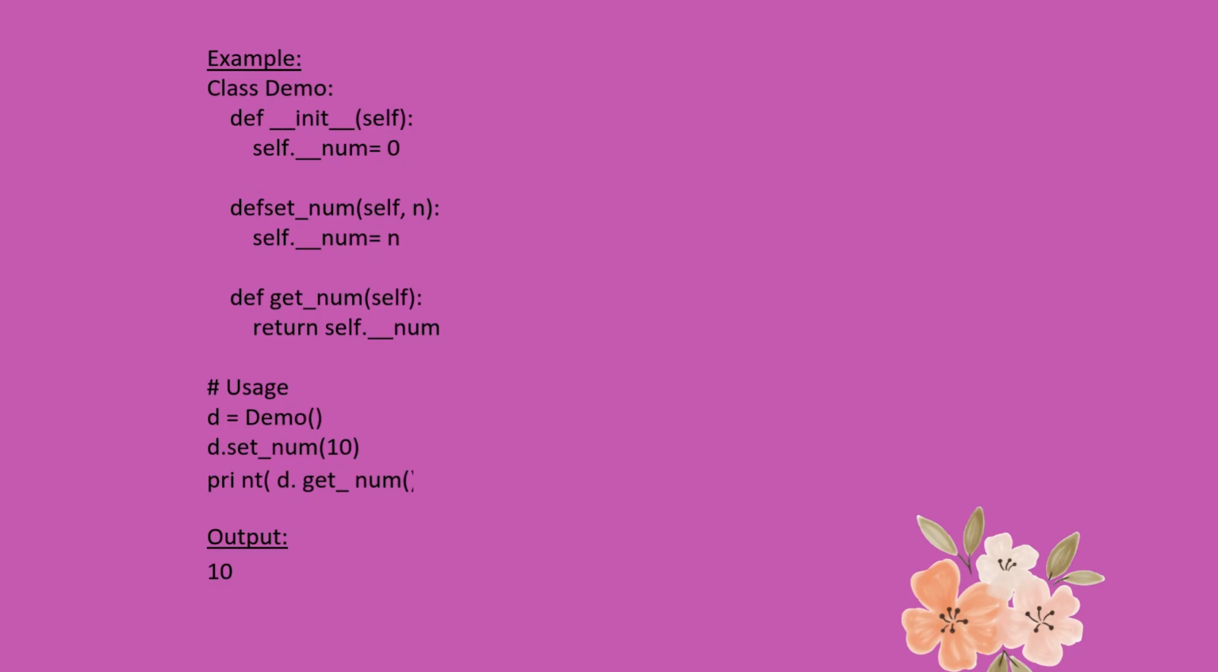Output. In this example, we create a demo object, set a value using the setter method and retrieve it using the getter. This is how encapsulation is implemented in Python.